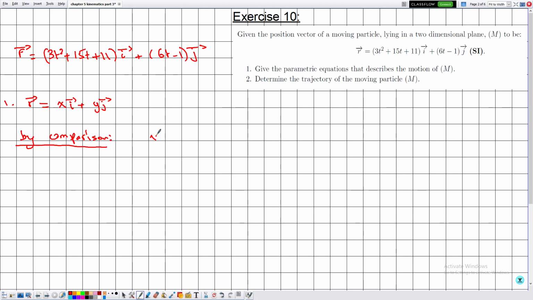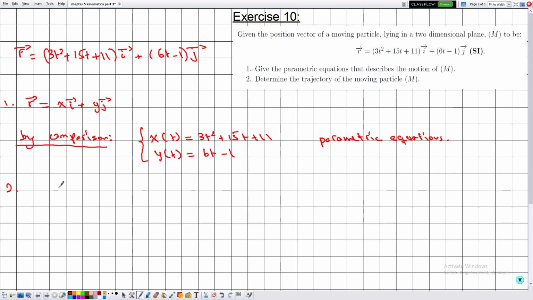we can say that x of t is equal to 3t squared plus 15t plus 11, and y of t is equal to 6t minus 1. So these are the parametric equations. Now as for number 2, they are asking me to determine the trajectory of the moving particle m.